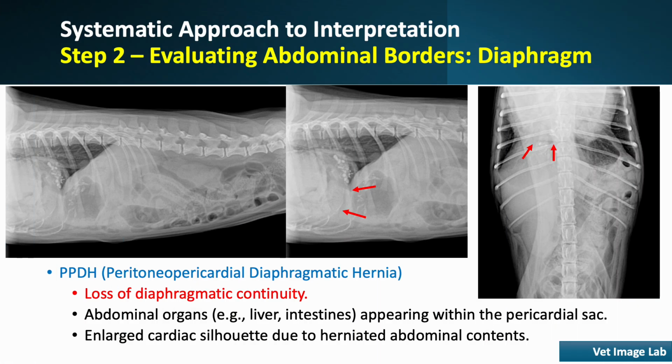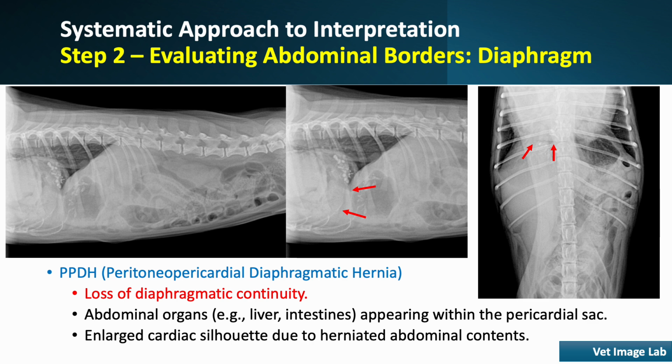Now, let's focus on the diaphragm in more detail. Take a look at this radiograph of a dog having peritoneo-pericardial diaphragmatic hernia, or PPDH. PPDH is a congenital defect where the diaphragm doesn't fully close, allowing abdominal organs to move into the pericardial sac. You can see here typical PPDH findings. First, loss of diaphragmatic continuity. Normally, the diaphragm should have a smooth, well-defined outline. In PPDH, you may see a disruption or an indistinct margin.